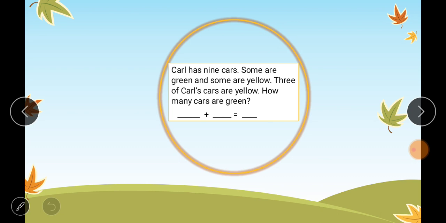Carl has 9 cars. Some are green and some are yellow. 3 of Carl's cars are yellow. How many cars are green? First, what are the numbers there? The numbers are 9 and 3. Then we underline the question: how many cars are green?